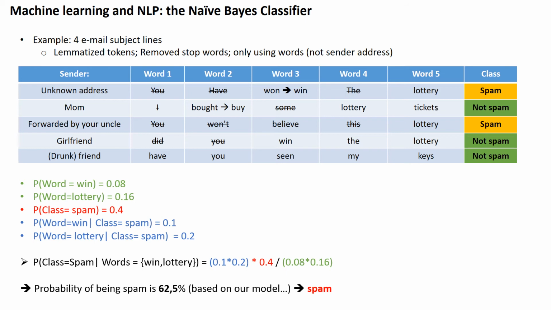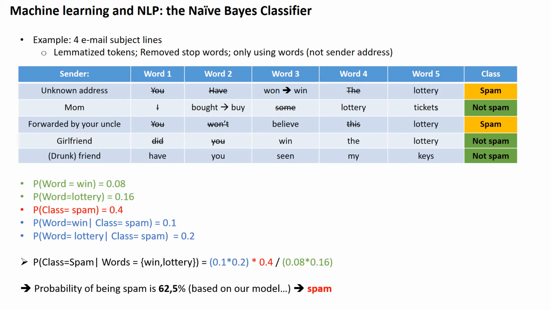Of course, it's based on a very, very simple model. But based on this simple model of only 5 examples, if you would receive a similar email with the words win and lottery in them, and for the rest stop words, we would classify it as being spam. So this is how a naive Bayes classifier works.